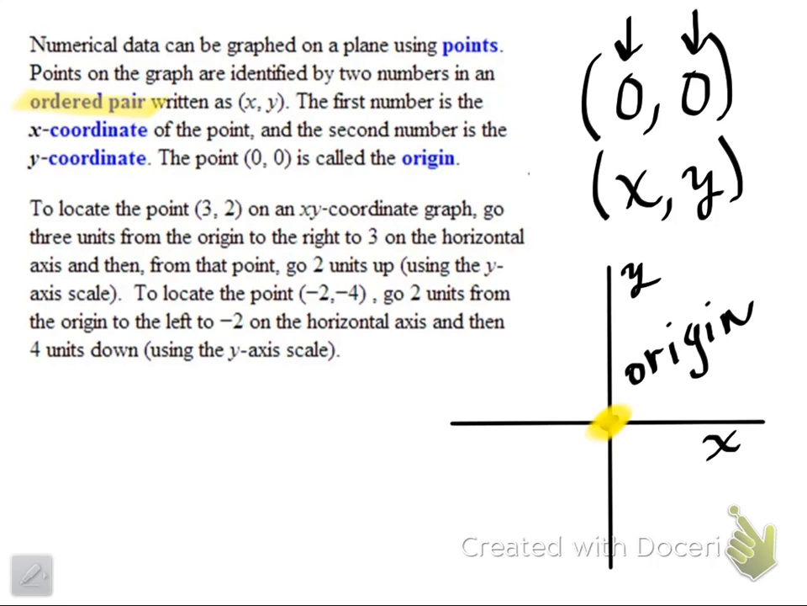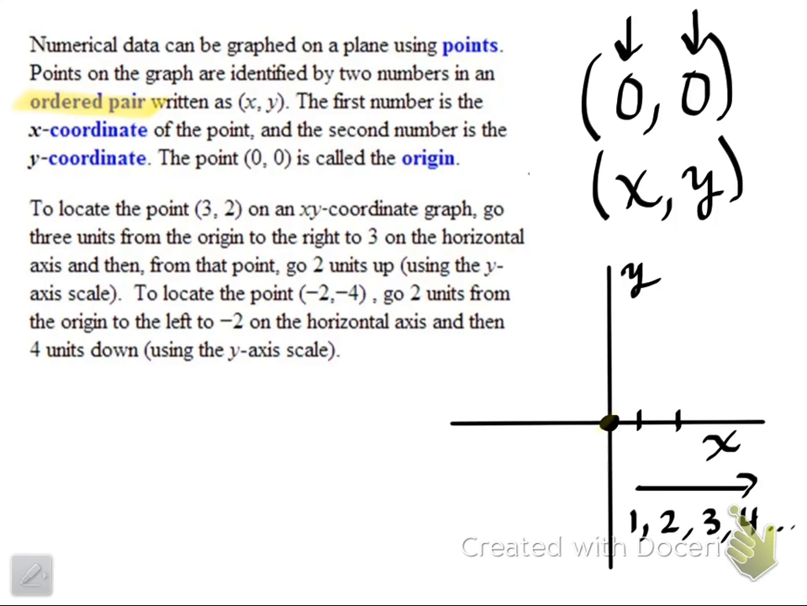But it's tricky because when we look at our specific points, there's going to be a pattern to it. When we move to the right on our x-axis, our numbers will increase: 1, 2, 3, 4, and so on. As we move the opposite way in the x direction, it's going to be in the same order, but we're going to be using negative numbers.